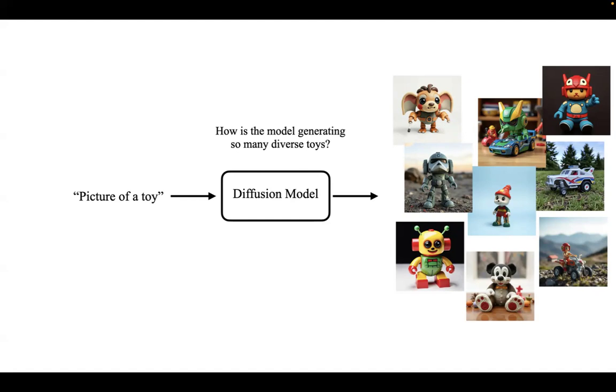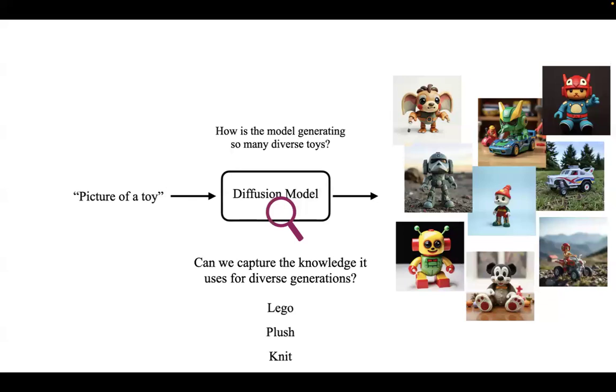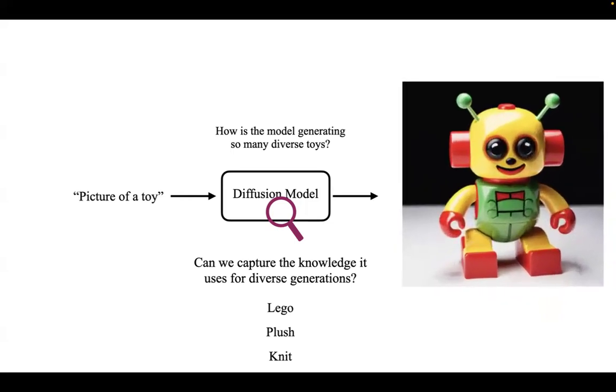In this project, we specifically asked this question: how is the model generating so many diverse images? Can we look inside this model and capture the knowledge it uses for diverse generations? Perhaps the model uses concepts like Lego, plush, and knit, and whenever it's generating a single image, it probably uses this hidden structure and weights them differently while generating an image.